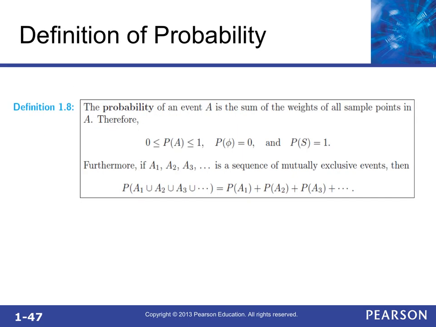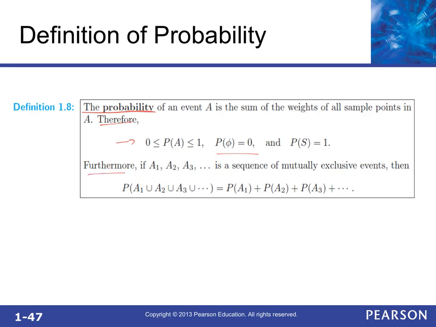So let's define the probability. The probability of an event A is the sum of the weights of all sample points in A. Therefore, we can write down this kind of equation. The probability of an event A, or P(A), is between 0 and 1, the probability of a null event equals 0, and the probability of the sample space equals 1.